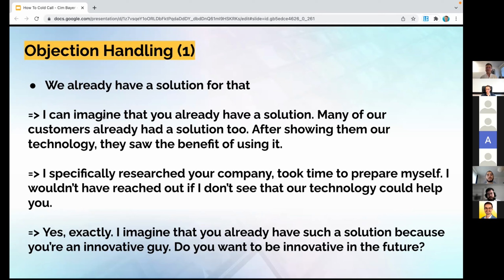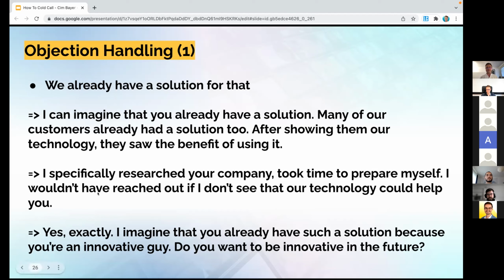We already have a solution for that. Then acknowledge what you said. So I can imagine that you already have a solution. You can also say, I can imagine that such an innovative company already has a solution. You can also say many customers already had such a solution too, but after showing them our technology, they saw the additional value, the added value, or the benefit of using it.